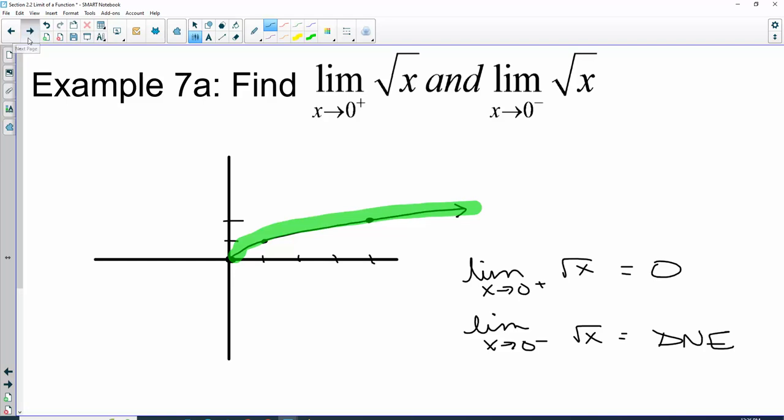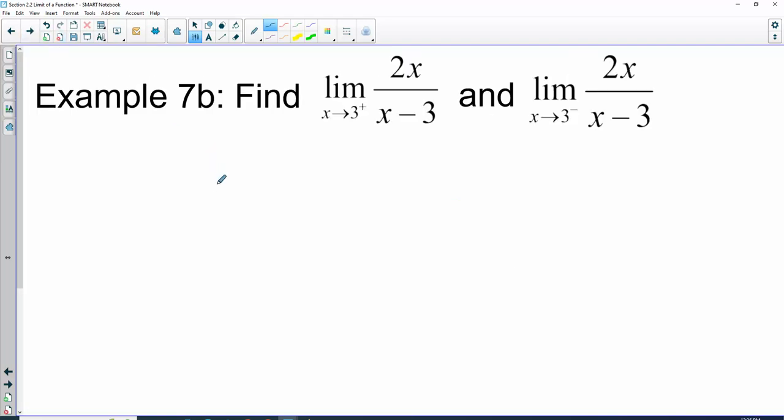Let's try another one. Do we know what the graph of this looks like automatically? No. So how would I figure it out? An XY t-chart. I've given up on not doing an XY t-chart.